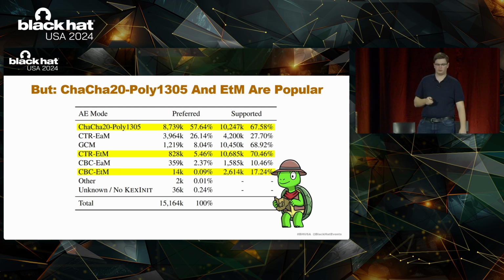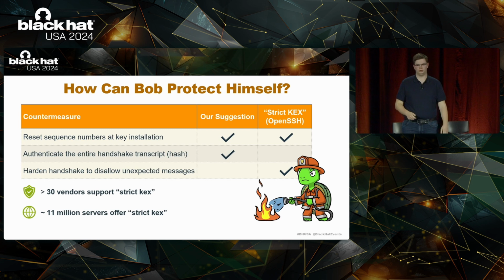Now, we have talked about what this attack is all about. We have seen what variants there are, what requirements we have. Now let's talk about what we can actually do to protect ourselves against the attack. So we made a few suggestions. So the most obvious one would be to simply reset sequence numbers and to authenticate the entire handshake transcript.